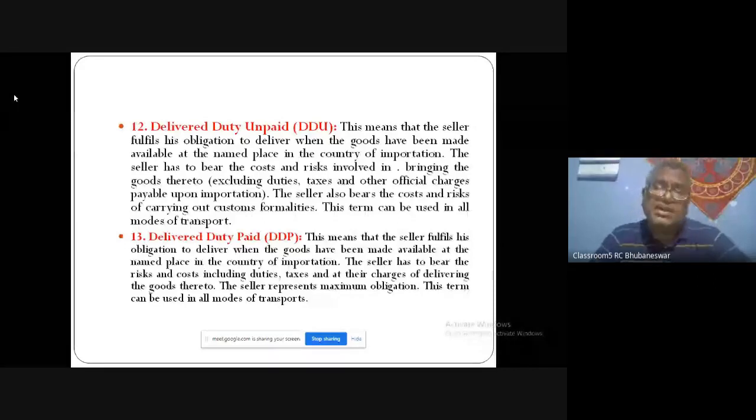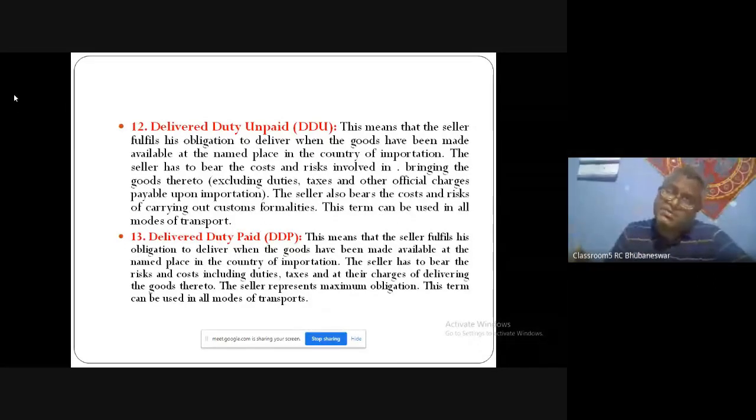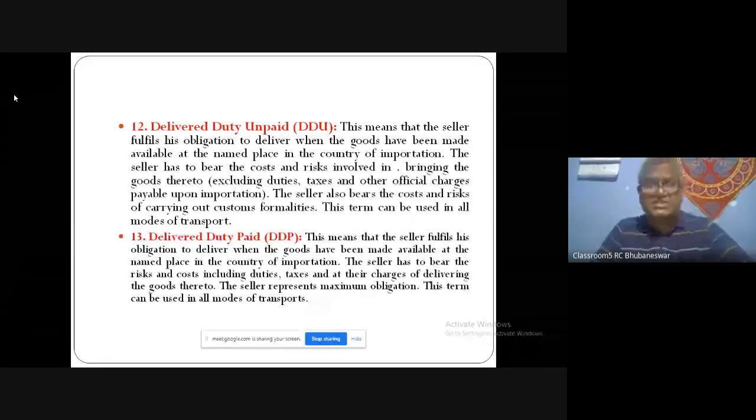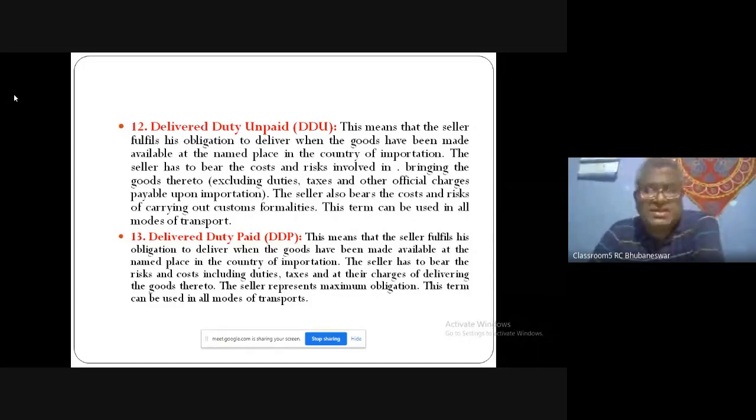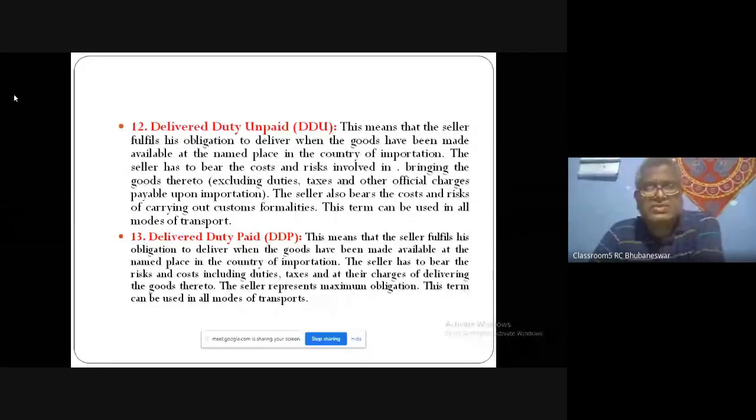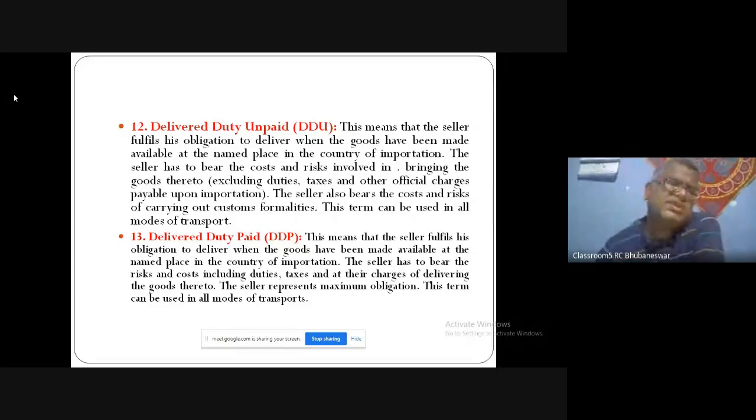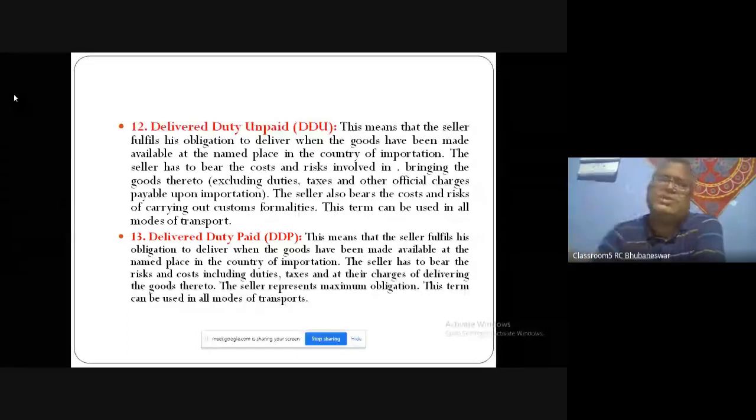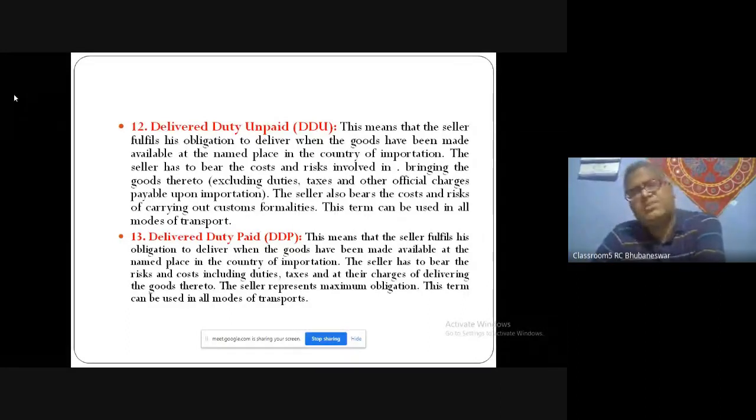Delivery duty, who can deliver? The goods are to be delivered through the ship and through transportation they can reach the destination place, but some duties are not paid, so this is called unpaid. In such a way, the sellers can make arrangements and bear the activities regarding cost, customs and formalities. And this term is also used in all modes of transport. Here modes of transport means whether rail, road, sea or air, any transport can be used.